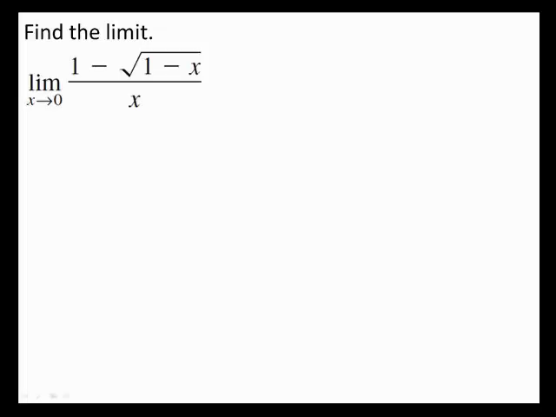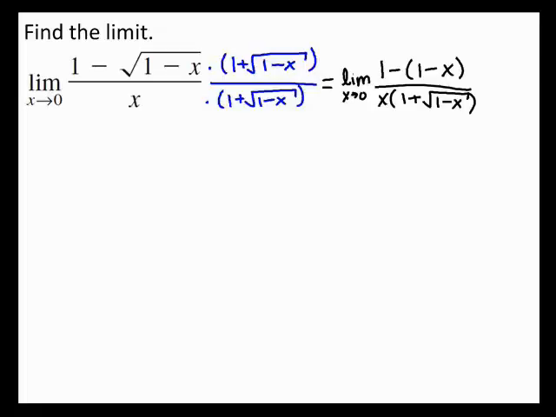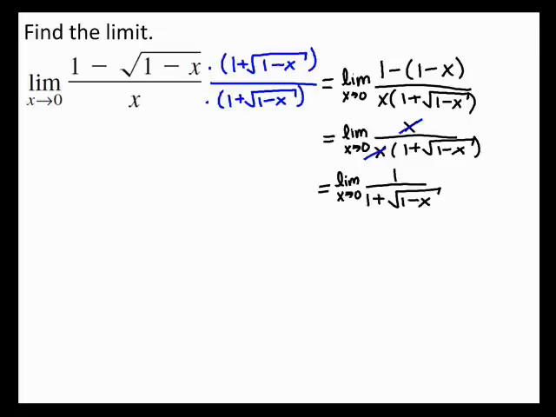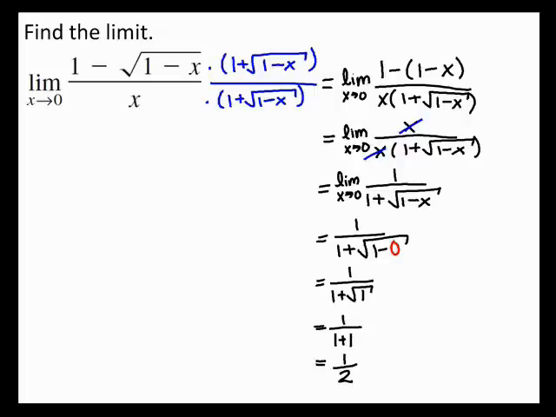Find the limit. The limit of 1 minus the square root of 1 minus x divided by x as x approaches 0. Rationalize the numerator by multiplying the numerator and denominator by its conjugate. Simplify 1 minus the quantity 1 minus x. Divide out common factors. Substitute 0 in for x. Simplify 1 minus 0. Simplify the square root of 1. Simplify 1 plus 1. You find the limit of 1 minus the square root of 1 minus x divided by x as x approaches 0 to equal 1/2.